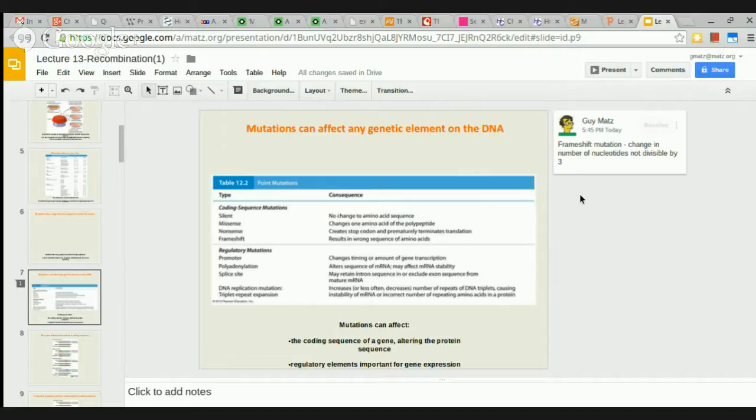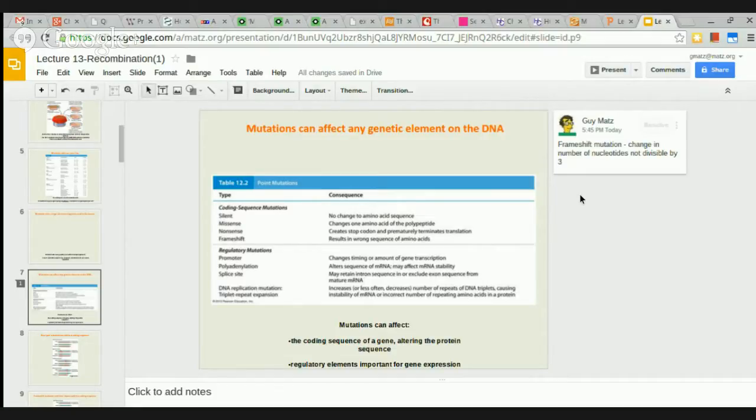And so you can mutate splice sites. We'll discuss that. That's important, and I cannot say this in just a couple of words. And polyadenylation sequences, and to be continued, any kind of element that we may not necessarily understand yet.